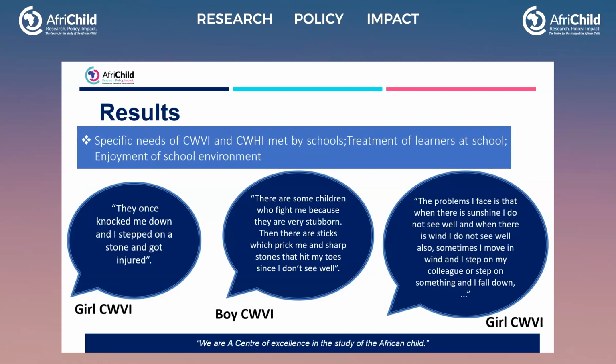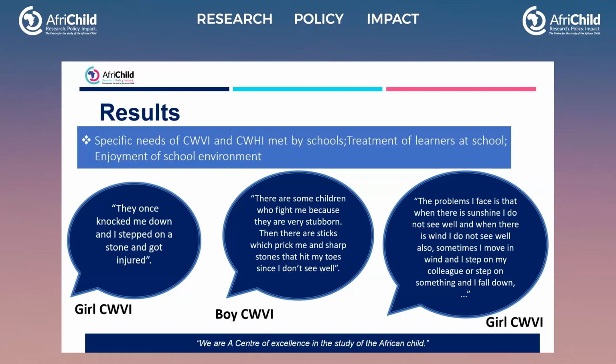This was also indicated in the narrations of these children for the theme on specific needs of children with visual impairment and children with hearing impairment met by schools, treatment of learners at school, enjoyment of school environment. This is what the children told us. There was one specific girl with a visual impairment who said, they once knocked me down and I stepped on a stone and got injured because she could not see.